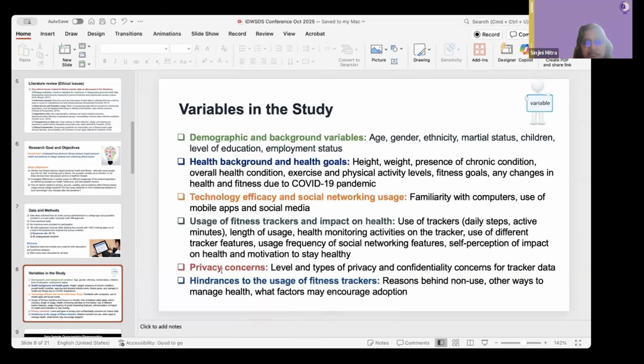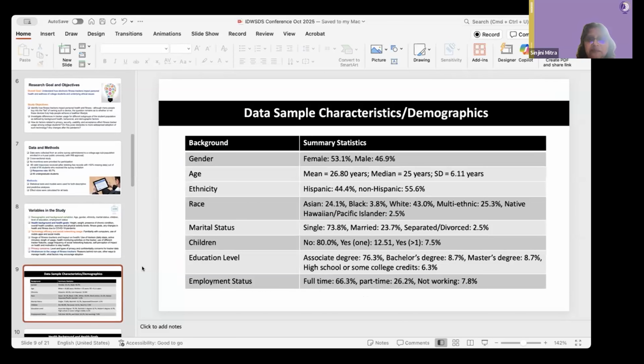We also collected data on privacy concerns and also hindrances to usage of fitness trackers. What are the potential factors that can cause hindrance to adoption of these health and fitness devices? So again, there's a background, and I don't want to go through all these details.